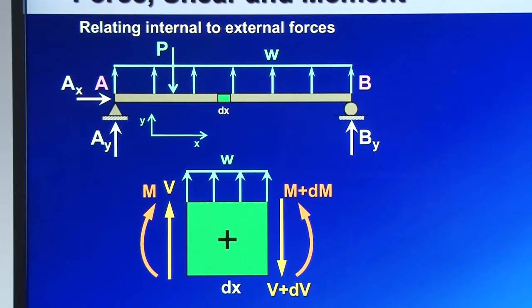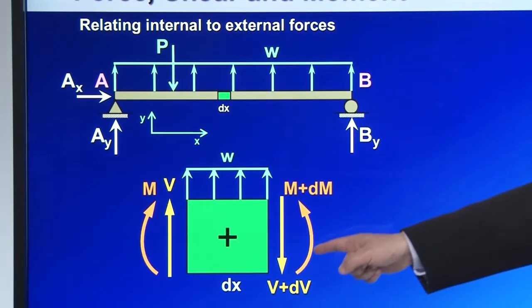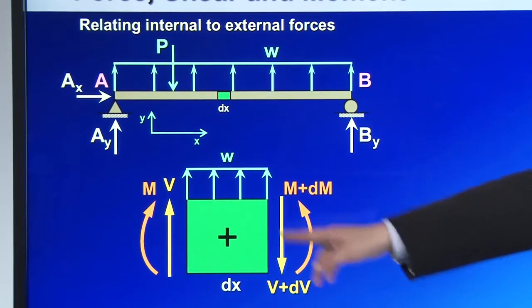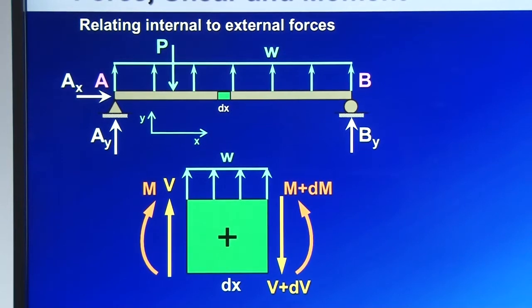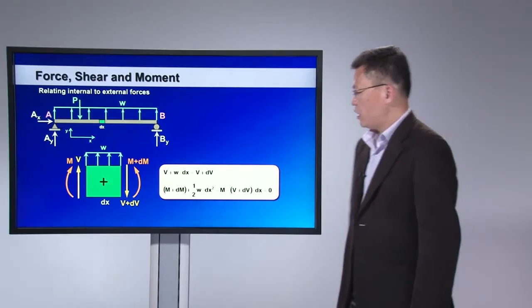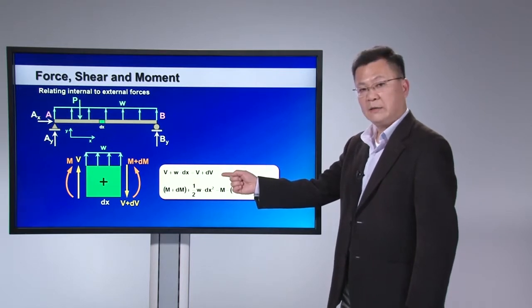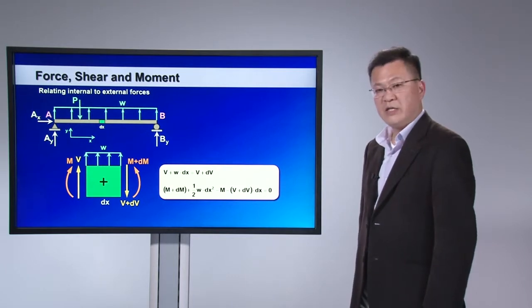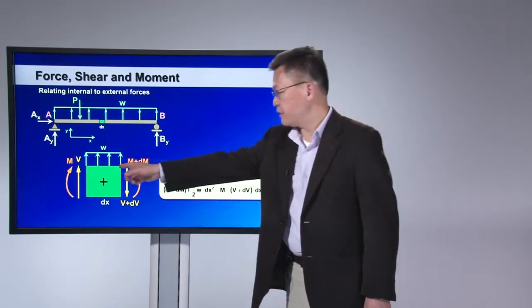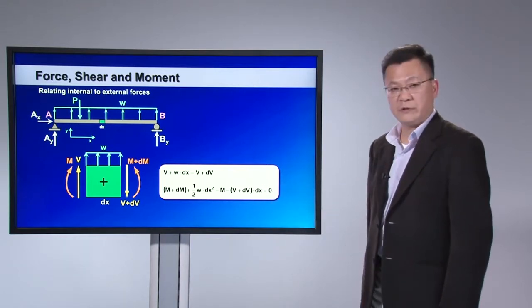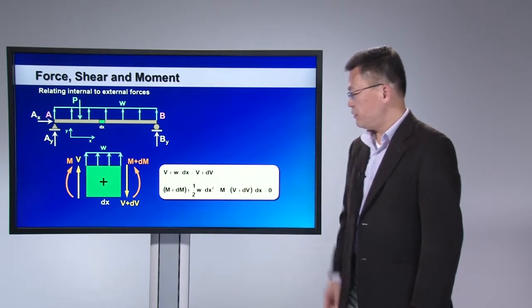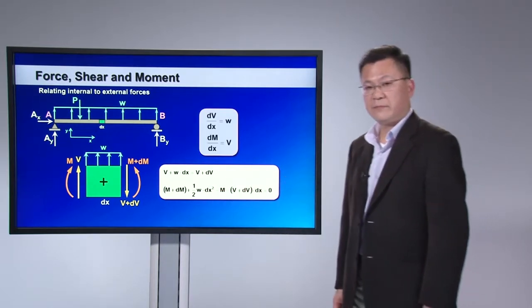The result of the distributed force is to cause a change of the shear force and bending moment on the right surface of the element. Now, to relate all these relationships together, we can use equilibrium. So we use summation Fy, vertical direction, to set up the first equation, and then summation of moments on the left surface of the element to set up the second equation. If you do rearrangements and ignore the higher order terms, then this is what you will get.